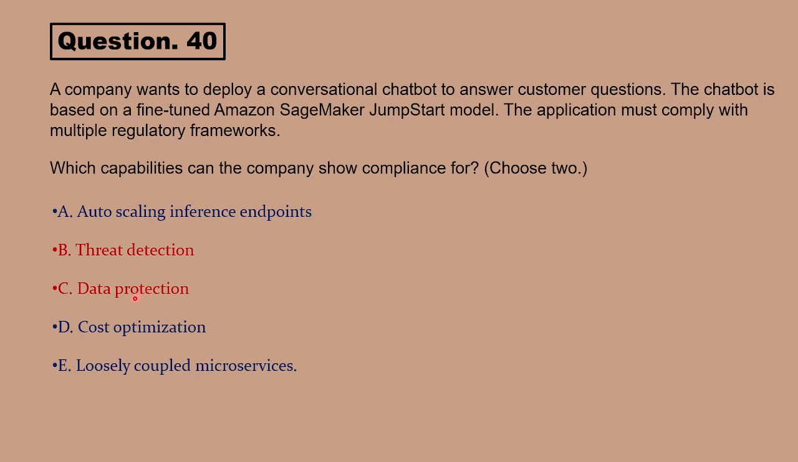And in case of data protection, Amazon SageMaker offers robust data protection features, including data encryption at rest and in transit as well. And by leveraging these features, the company can ensure data is handled securely and complies with relevant data privacy regulations.